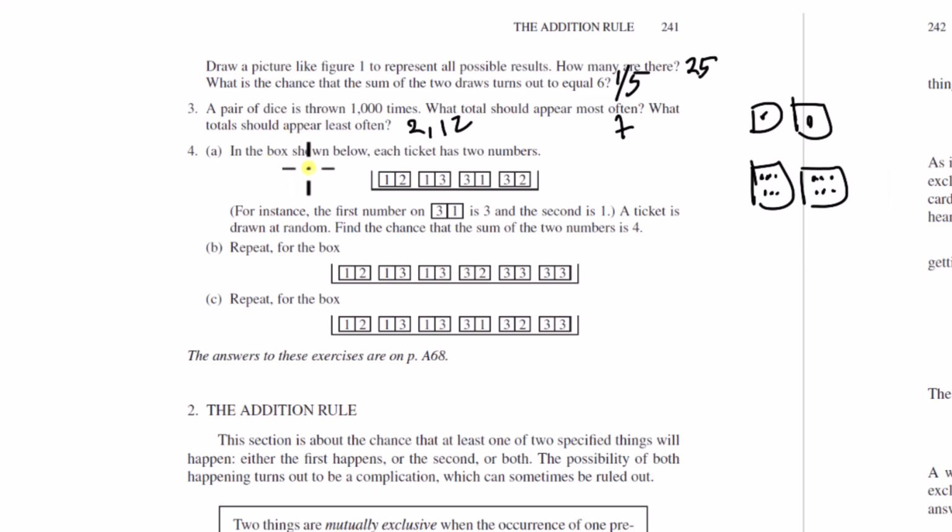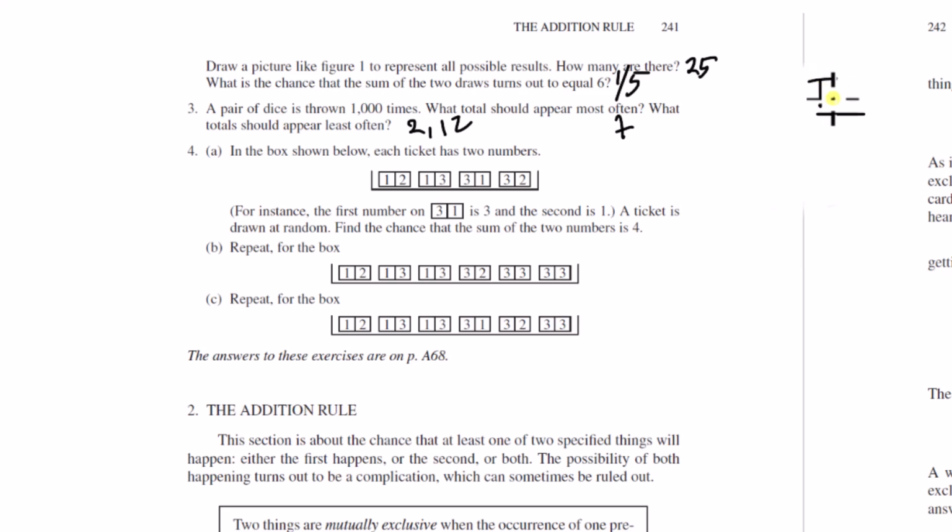Okay, in the box shown below, each ticket has 2 numbers. All right. For instance, the first number on this ticket is 3. The second number is 1. A ticket is drawn at random. Find the chance that the sum of the 2 numbers is 4. All right, so all we need to do here is just see. It's just like a counting problem here.